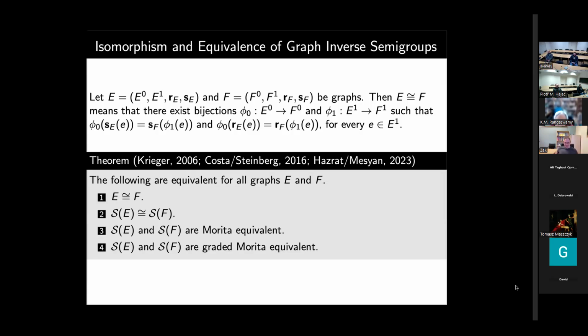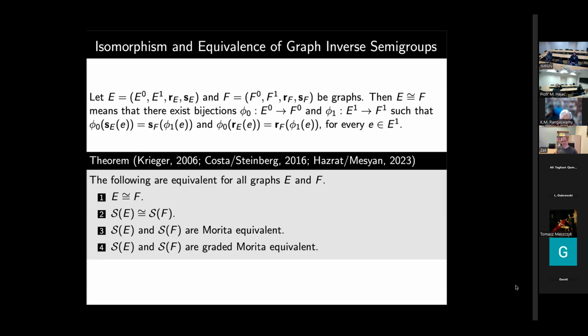About 20 years ago, Krieger proved that two graphs are isomorphic in the appropriate sense, I put that at the top, if and only if the corresponding graph inverse semigroups are isomorphic. And then Costa and Steinberg proved that that's equivalent to the graph inverse semigroups being Morita equivalent. For semigroups, this might be less familiar, but there's also a notion of Morita equivalence, which is inspired by Morita equivalence from rings.